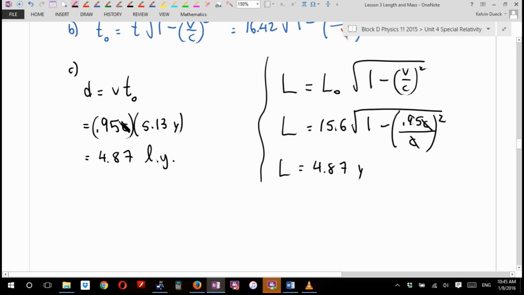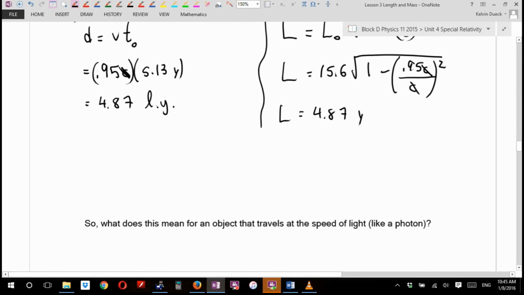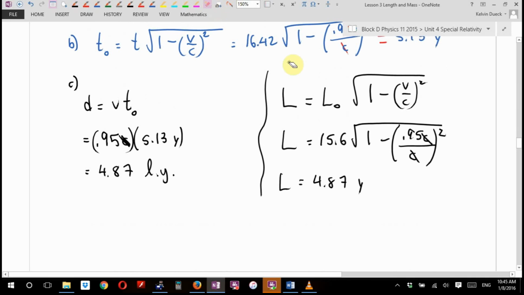So I don't care which method you use, Courtney, to find how long the trip is relative to the ship. If I just asked you part C and I didn't walk you through part A and B, I would go straight to the length contraction equation. I would. Yeah. Oh, light year. Thank you. Distance.